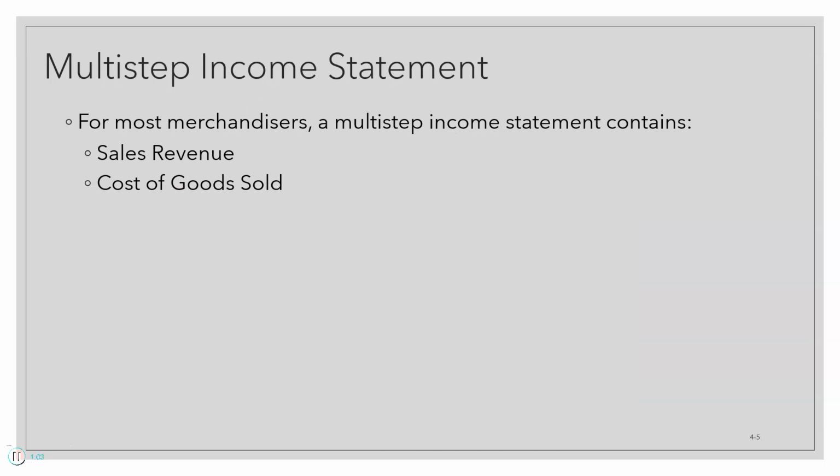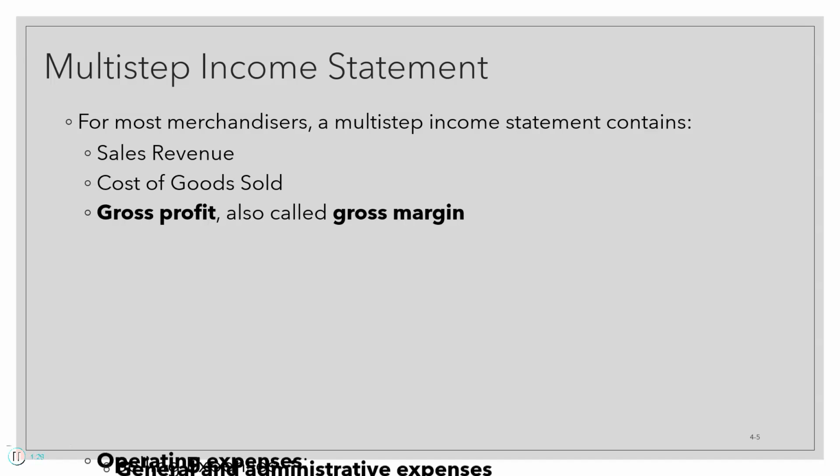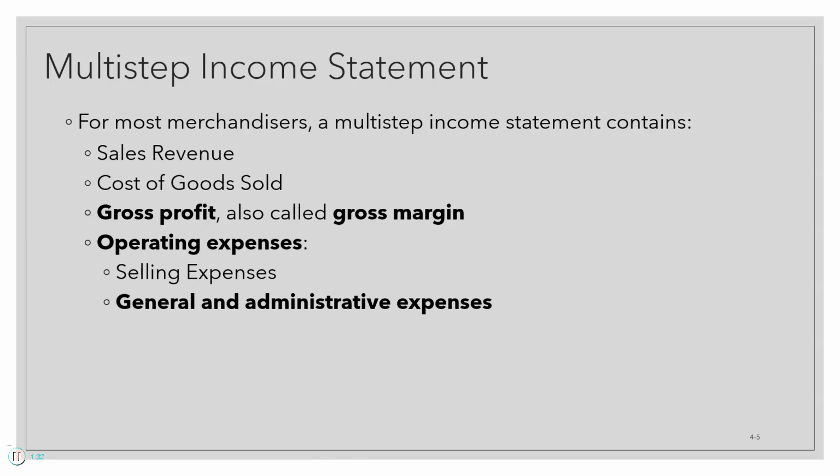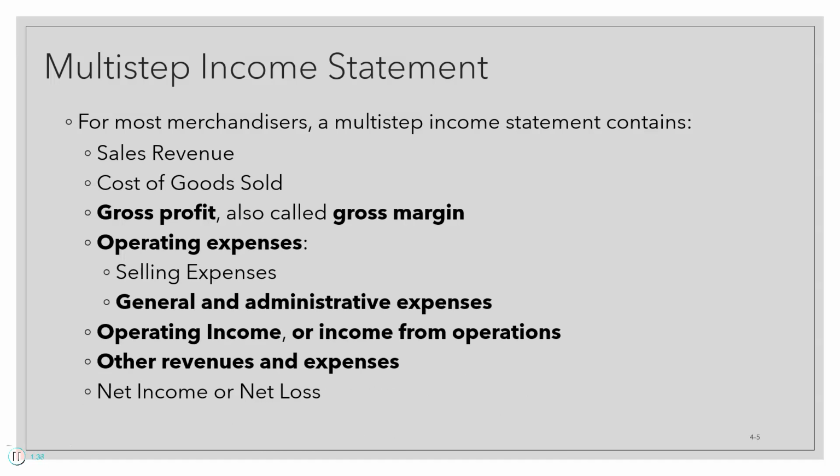Now, the reason we do a multi-step for merchandisers is because they have the account called cost of goods sold, and we really want to know how much profit we are making just on selling a unit, not including all the other costs associated with it. So you can only have gross profit when you do a multi-step because it's the difference between sales revenue minus cost of goods sold. Then we'll list our operating expenses, including selling, and that'll give us operating income. And then we'll take out or add in any other revenue or expenses, which normally is interest or gain or loss on any sale.